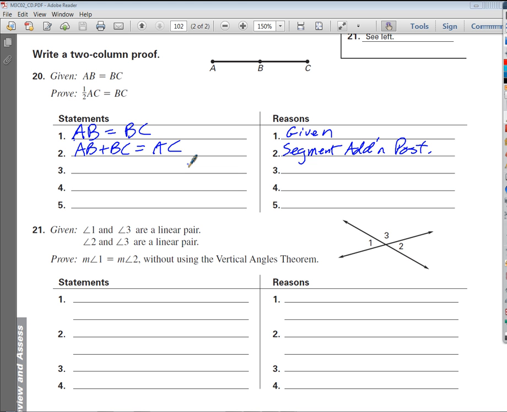Substitute. Good. We're going to substitute BC for AB, or the other way around, AB for BC. Either way works. We're trying to show that 1/2 AC equals BC, right? So the most direct way would be to say BC plus BC equals AC, by substitution. Question? No? Okay. Now, there's another way to do this, and we'll talk about that also. So this would have been the substitution property of equality. What's next?